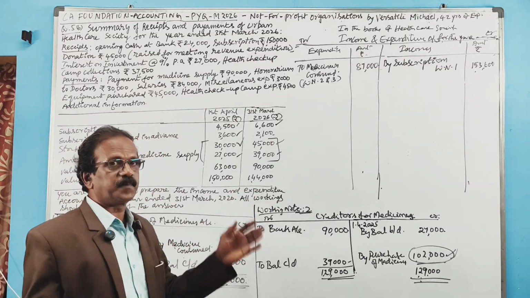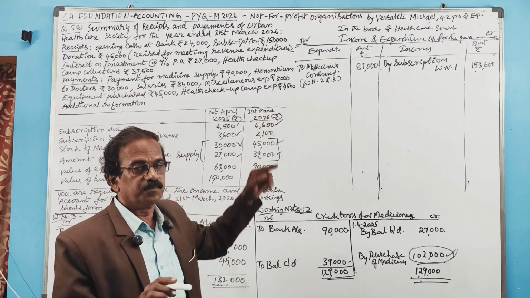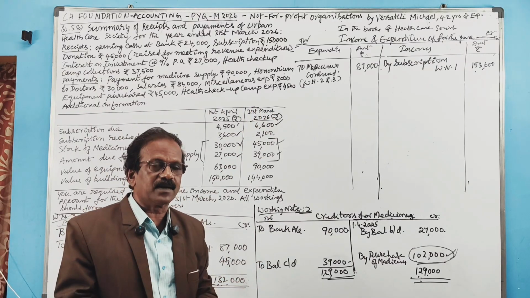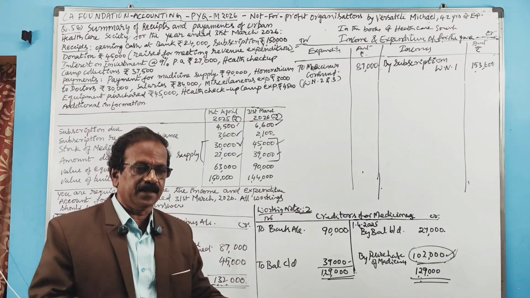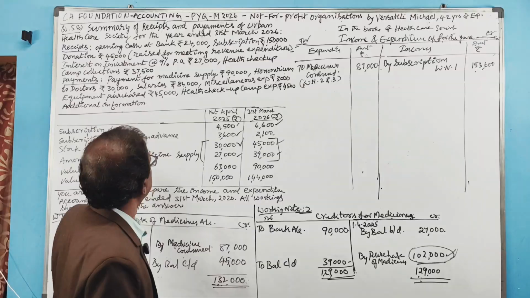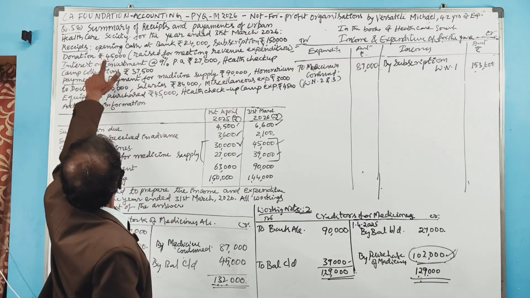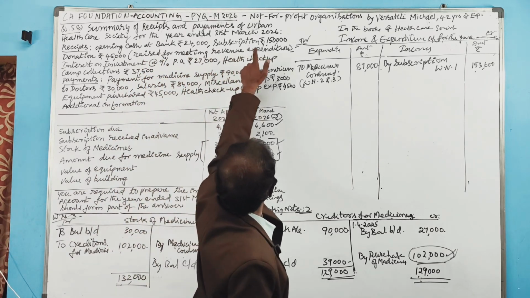I am not going to explain in detail because this is a PYQ problem, so I expect that something you have already learned. If it is from the beginning, I would have explained step by step easily. Now subscriptions were already taken. Donations 45,000 raised for meeting revenue expenditure.